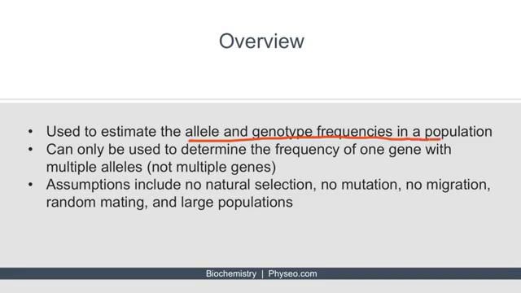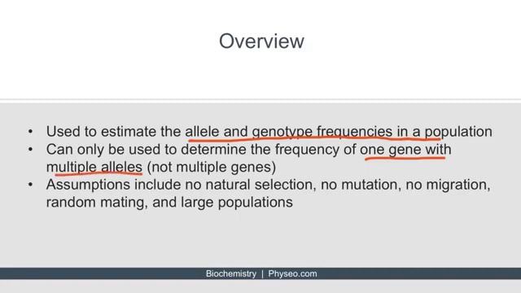Don't get this confused with linkage equilibrium and linkage disequilibrium. As we discussed in a prior video, these are used when you're trying to determine the frequency of alleles associated with two or more genes. The Hardy-Weinberg principle is used to determine the frequency of one gene that has multiple alleles.